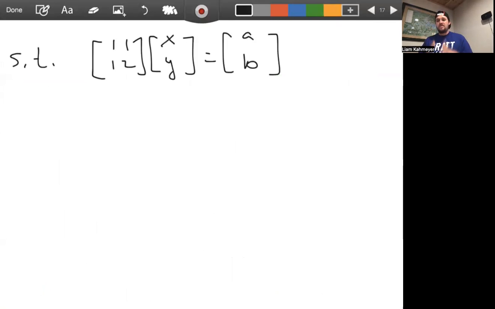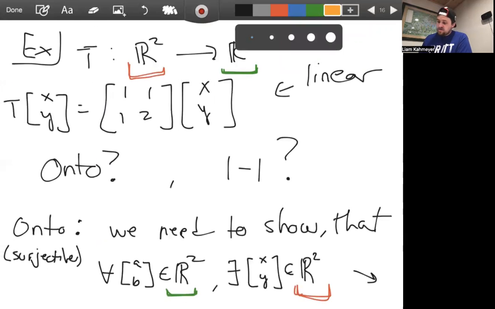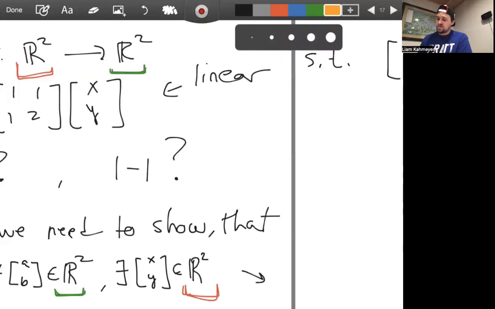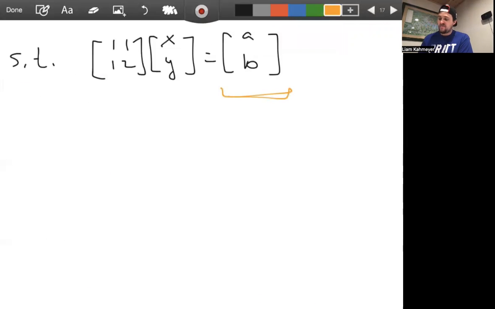It means for every point in the image. And what is the image, right? The image is what you get after applying the transformation. And so the result of this transformation is going to be some vector. And so we want to show that for every vector in R2, there exists an XY such that this equality holds. That's what it means to prove surjectivity here.